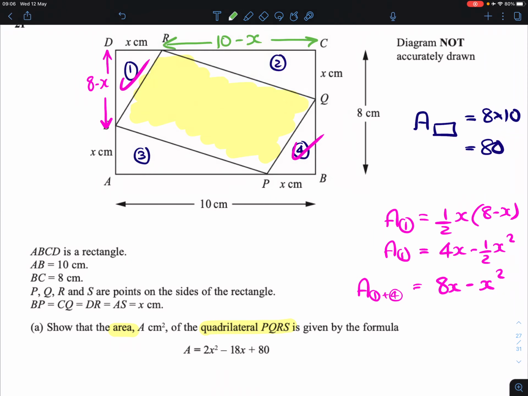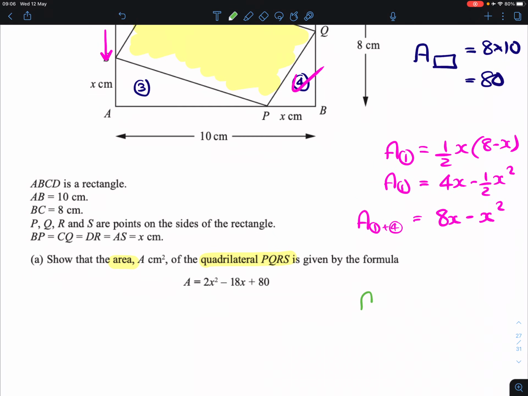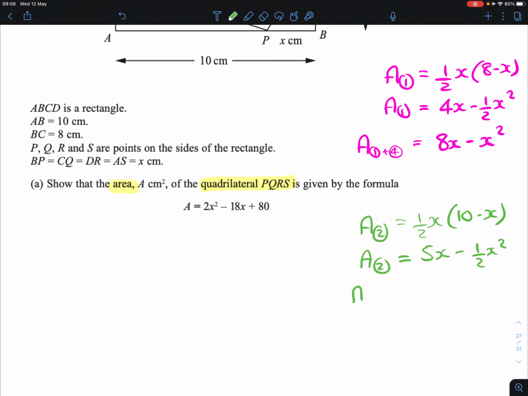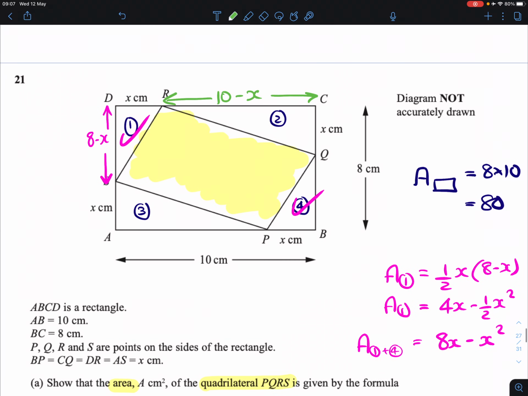For the green one, we've got a very similar situation here. Half base times height again, except it's half x times 10 minus x, which gives us 5x minus half x squared. And then similar situation, these are the same size as each other, so the area of both of them will be the expression above doubled, so it'll be 10x, take away x squared. So that gives us the area of all the shapes in play.